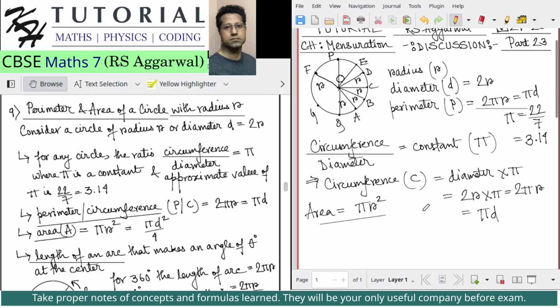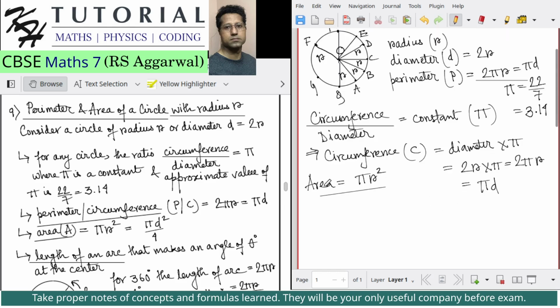Now you must be very well aware of all the conversions, like diameter in terms of radius, radius in terms of diameter, perimeter in terms of diameter, perimeter in terms of radius. All these concepts you must be well aware of. I'm not asking you to remember them, but let's say we know that area is pi r square. Suppose we have to find the area in terms of diameter.